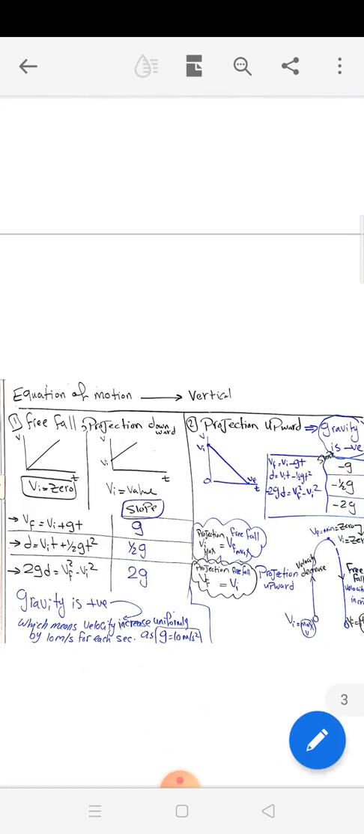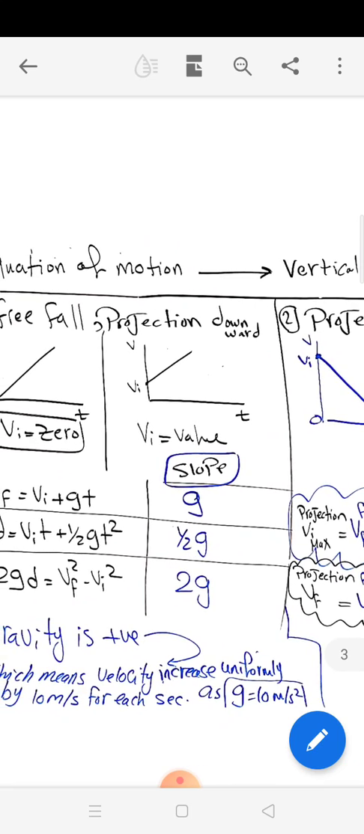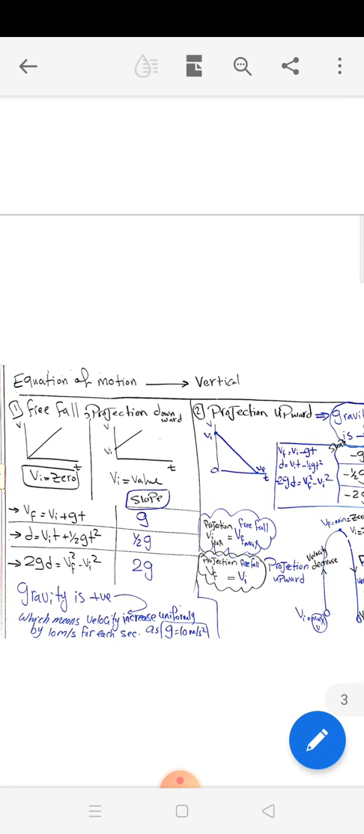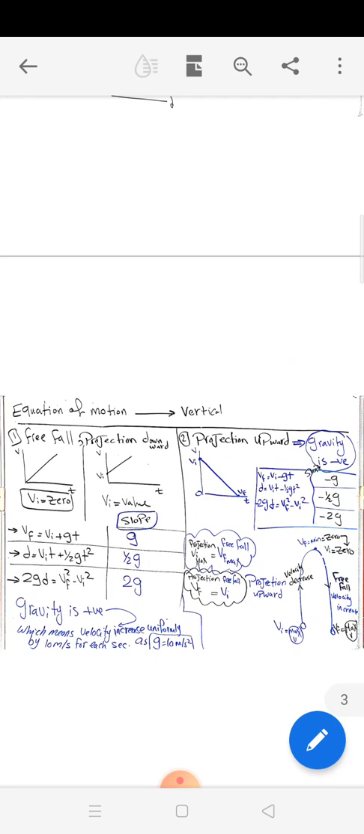The second phase of the equations of motion is vertical. They are the same equations, but by replacing the acceleration by the gravity. Here in the vertical, we have to know that the change of the velocity requires knowing the gravity. Gravity is the rate of change of velocity in the vertical position. Replacing the acceleration in the three equations, we have to know that the vertical motion is divided into three parts: free fall, projection downward, or projection upward.